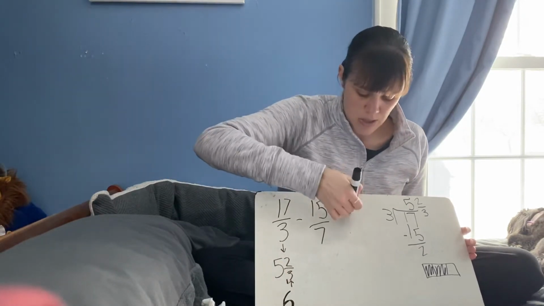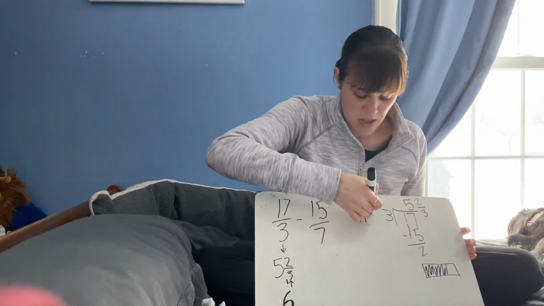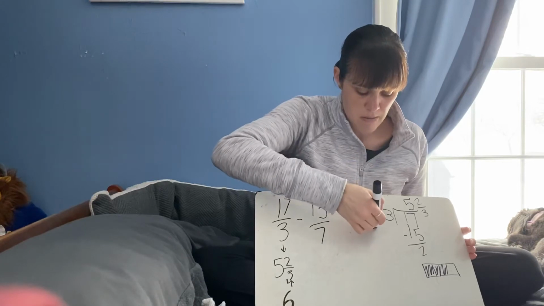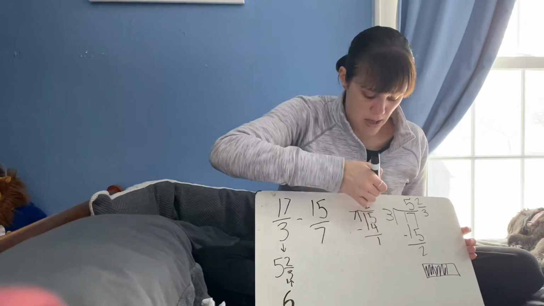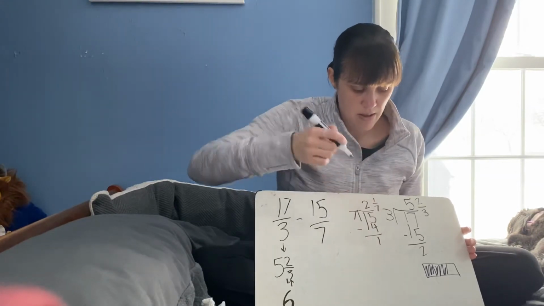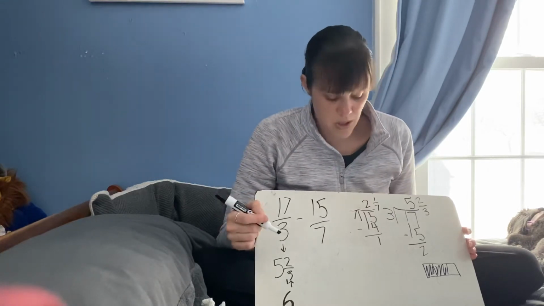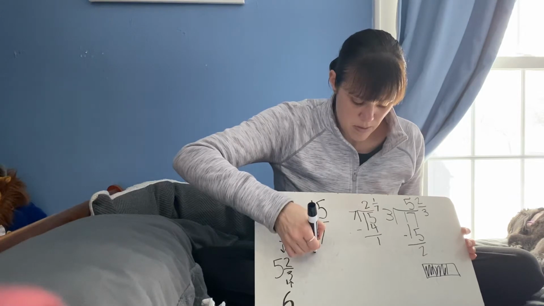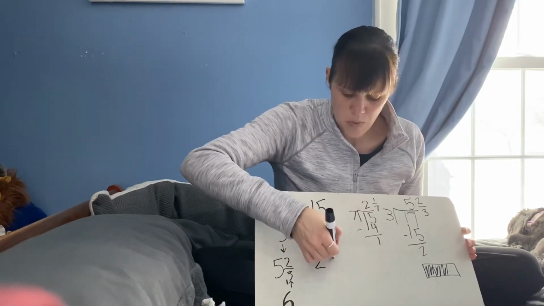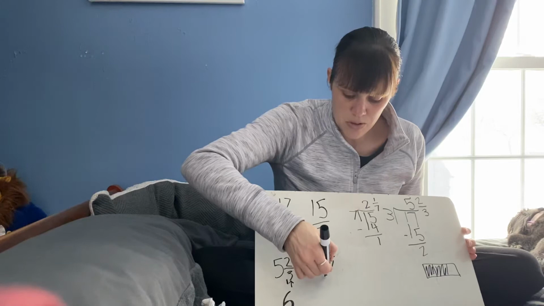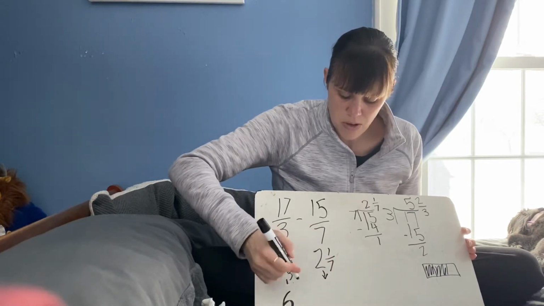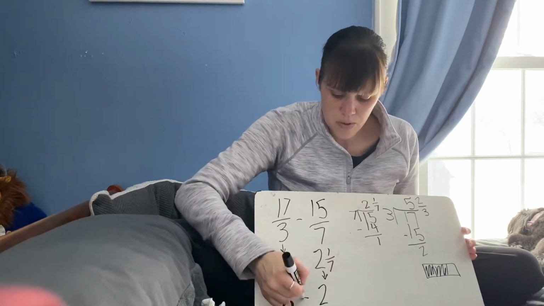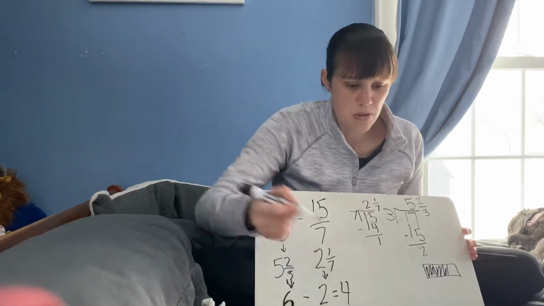Now let's do 7 into 15. 7, 14, so that's 2. And I subtract, and I have 1/7. Now 1/7, that's pretty close to 0. So 2 and 1/7 is going to be closest to, oh, I put the arrow the wrong way. 2 and 1/7 is going to be closest to 2. So we subtract and we get about 4.